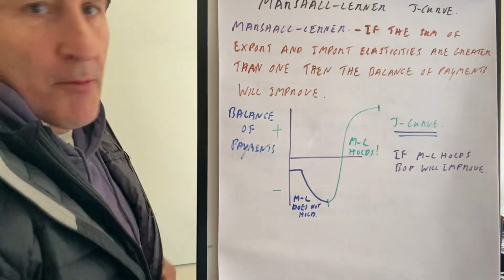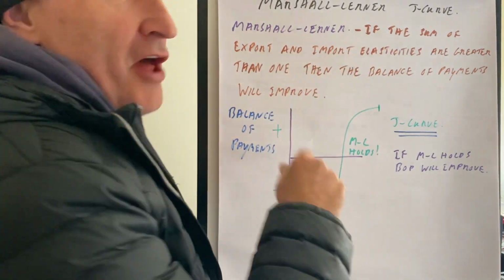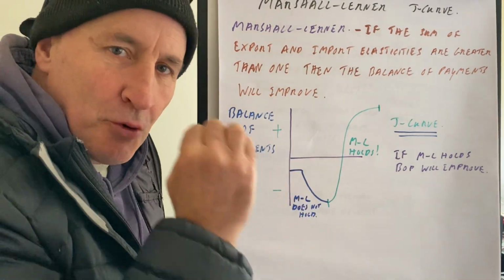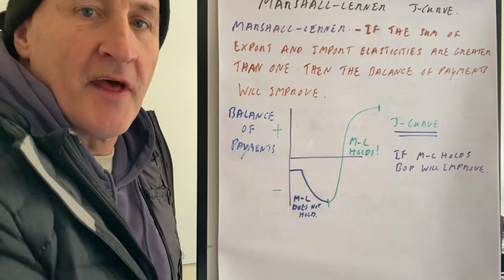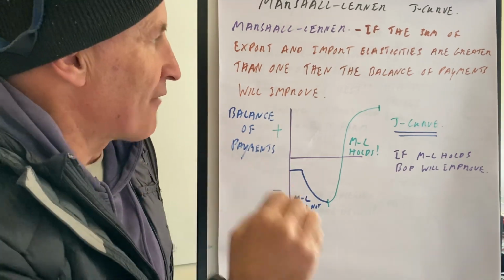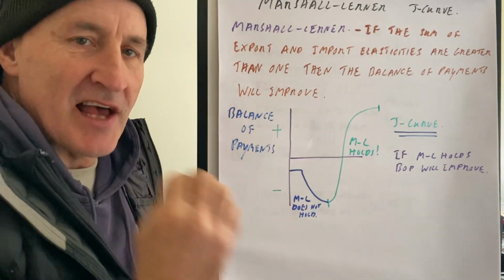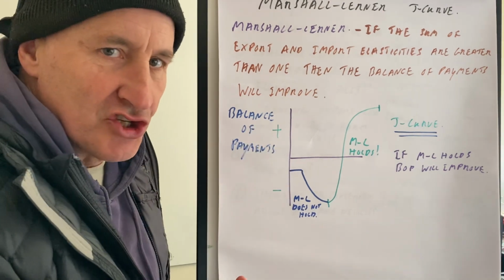Okay, so this is the Marshall-Lerner J-curve. The Marshall-Lerner condition says that if the sum of the export and import elasticities is greater than 1, then the balance of payments will definitely improve. Okay, so that's the Marshall-Lerner equation, and then we relate that to the J-curve.